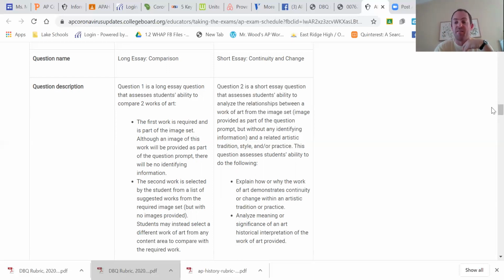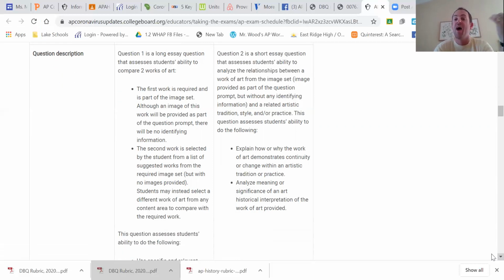So as you can see there, what will you have to do? Well, you're going to have to explain how or why the work of art demonstrates continuity or change within that artistic tradition or practice. You've got to analyze the meanings. So notice, these are all analytical things. These are not things that you can merely look up, guys.